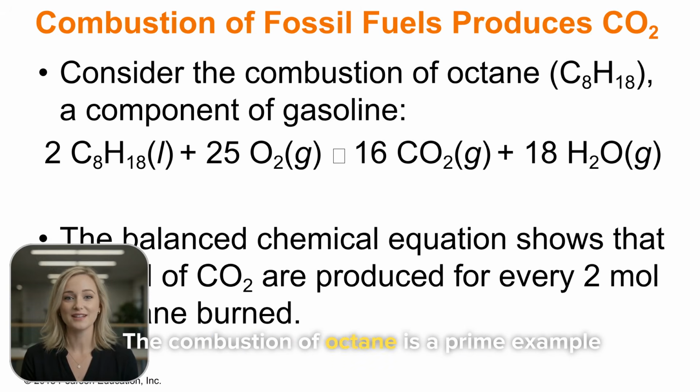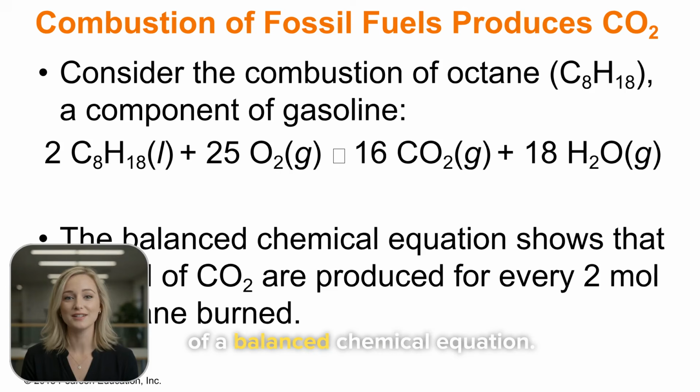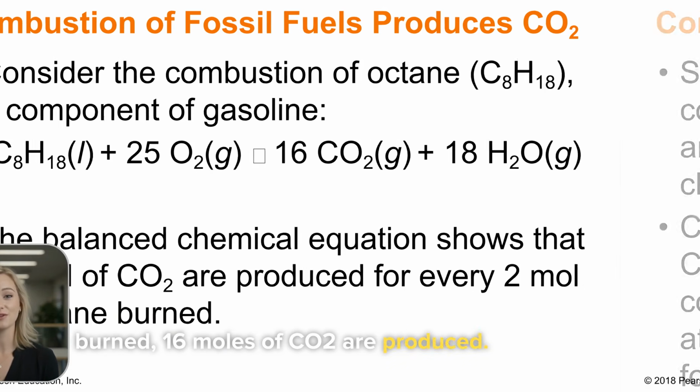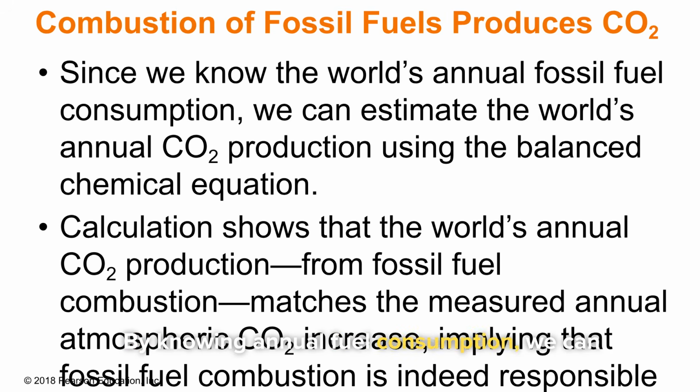The combustion of octane is a prime example of a balanced chemical equation. It shows that for every 2 moles of octane burned, 16 moles of CO2 are produced. By knowing annual fuel consumption, we can estimate CO2 production. These calculations match observed increases in atmospheric CO2, confirming the link to fossil fuel use.